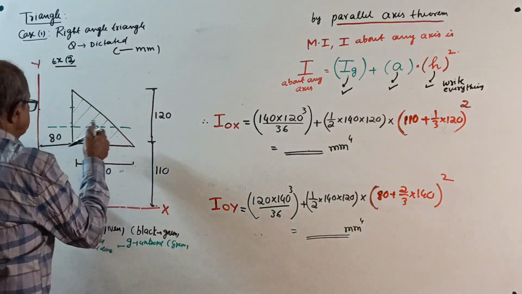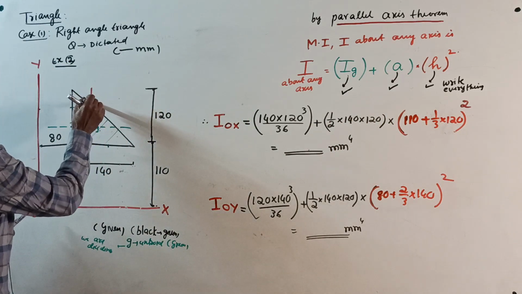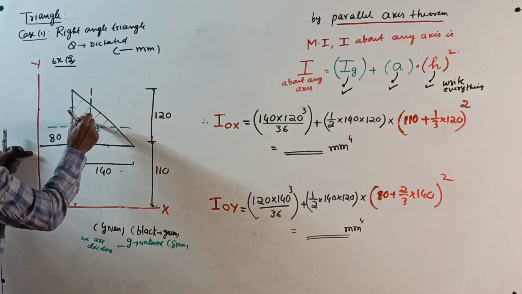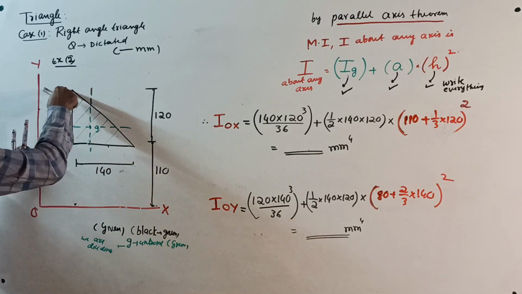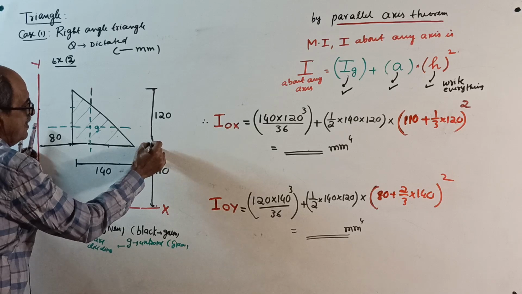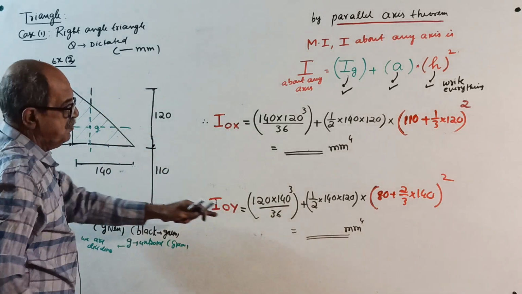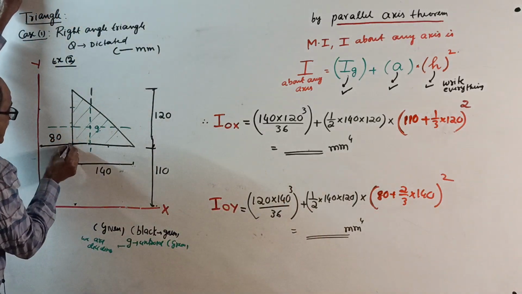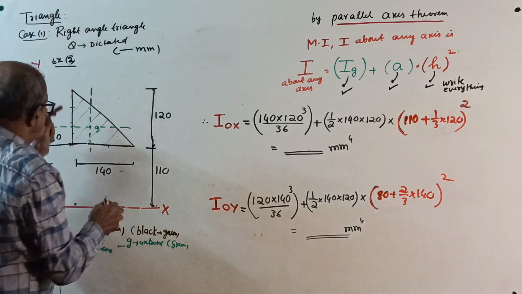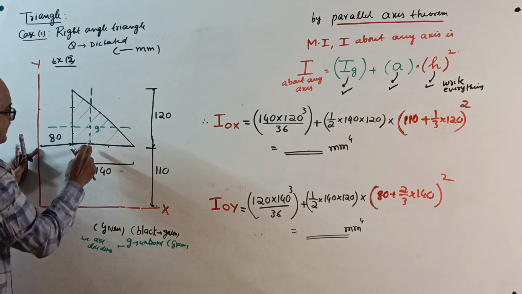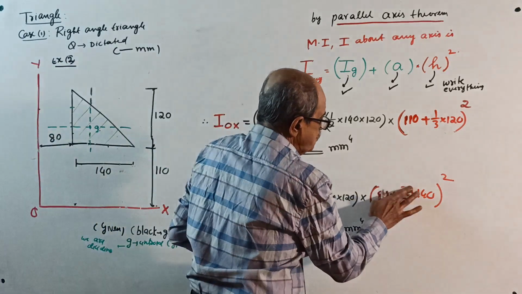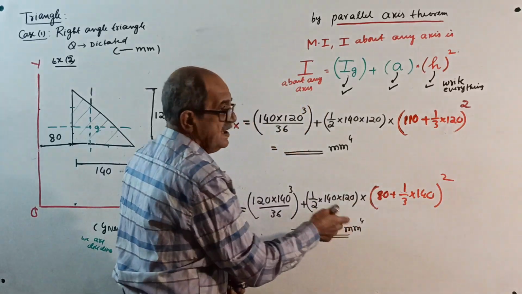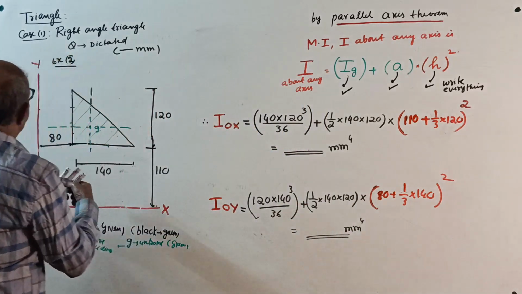I about OY. Oh, sorry, green color. You want about OY. First about its own axis. Parallel side, 120, see little down. 120 into 140 cube by 36 plus area, I will not waste time, half base into height into 80 plus this distance. So it is 80 plus 1/3 of 140, not 2/3. You should write 1/3 of 140, whole square. Get the answer. Okay, next. Example number 3.